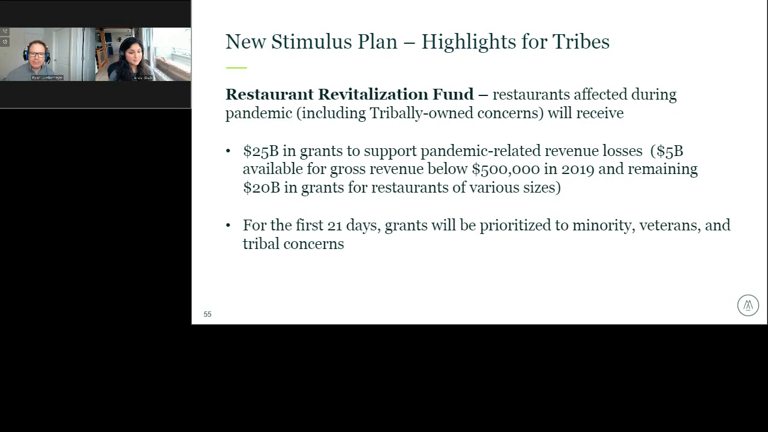So I think, the fact that they do have language about tribes in here, I'm hopeful that there's not going to be any significant restrictions that require the restaurant to be a separate legal entity, but we'll see where that comes out.